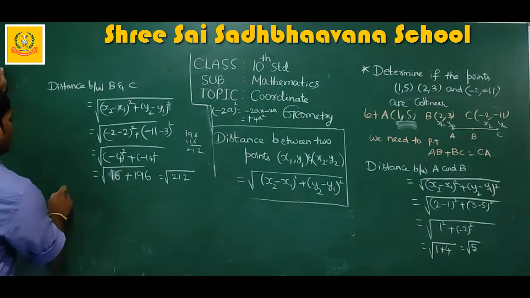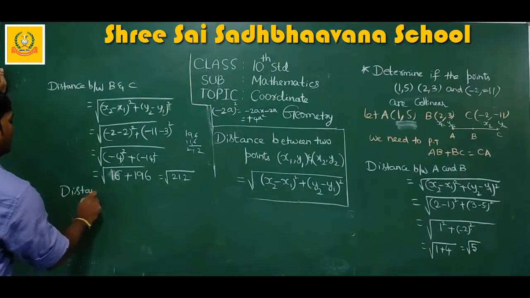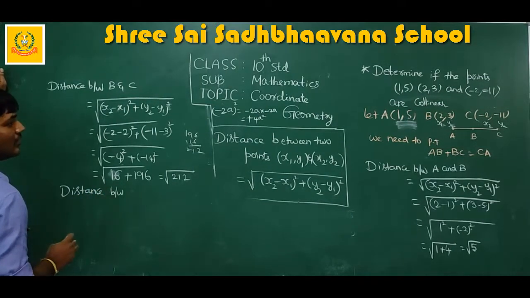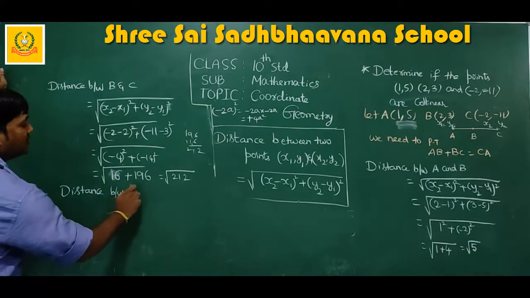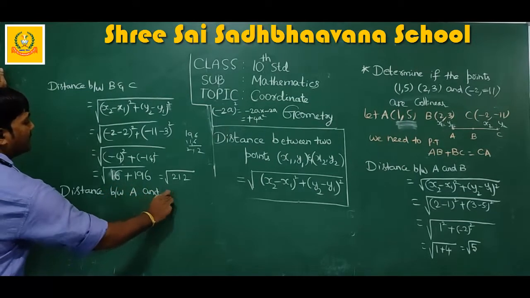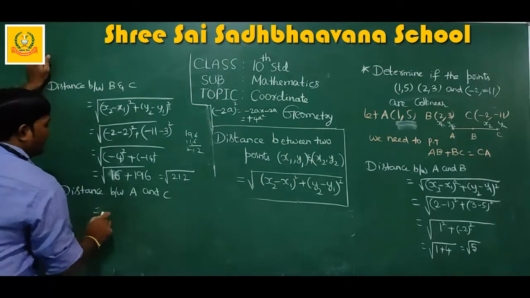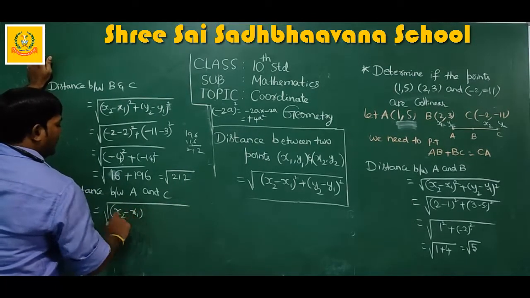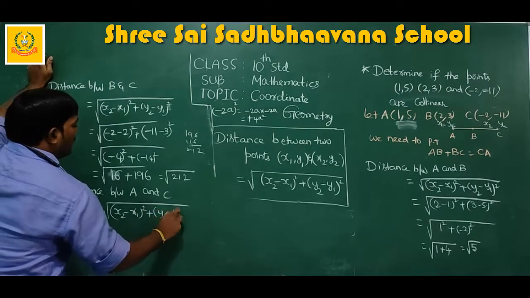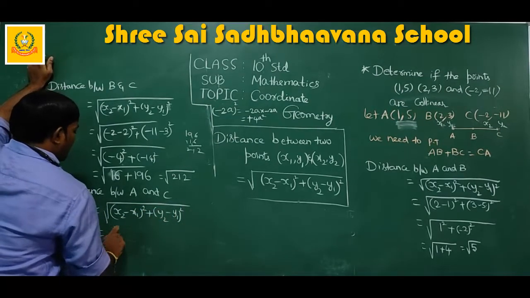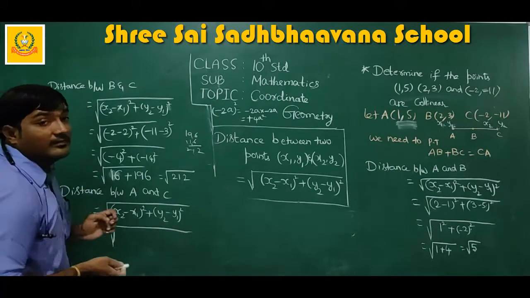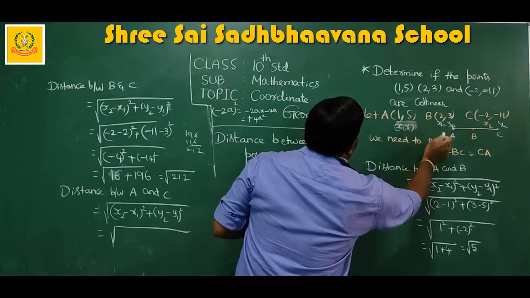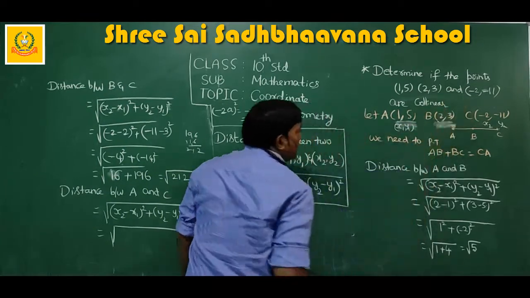Next, what's the other one? Distance between A and C. Correct? When you find the distance between A and C, what do you get? Same formula used: x2 minus x1 the whole square plus y2 minus y1 the whole square. Again, A and C. If you consider this, you take it as x1, y1, and this you take as x2, y2. C you take as x2, y2.